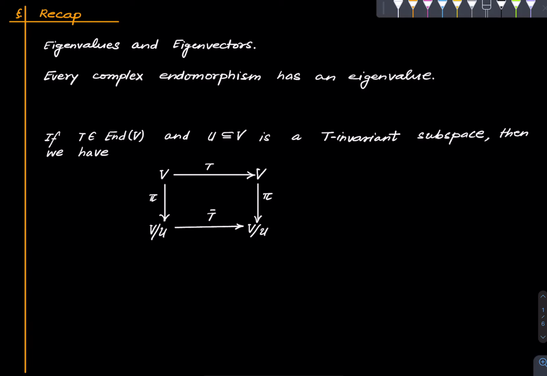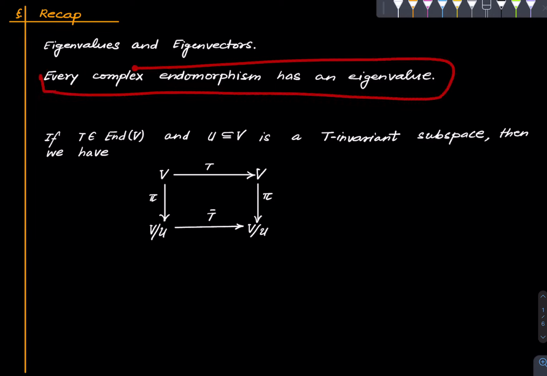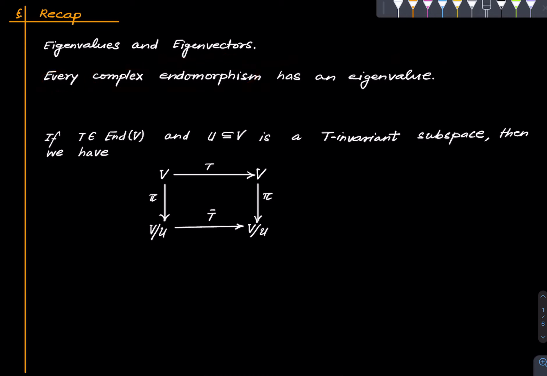All right, so let us recall the relevant things. First of all, we need to know what eigenvalues and eigenvectors are. You should maybe brush up on it if it's not immediately clear or on your fingertips. We need to know the fact that every complex endomorphism has an eigenvalue. By this we mean an endomorphism on a complex vector space. We proved this.